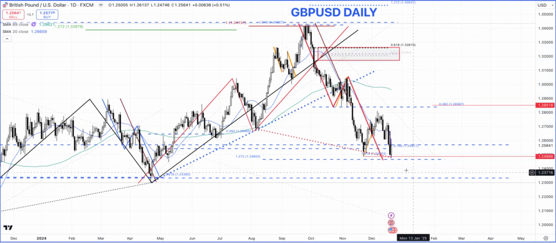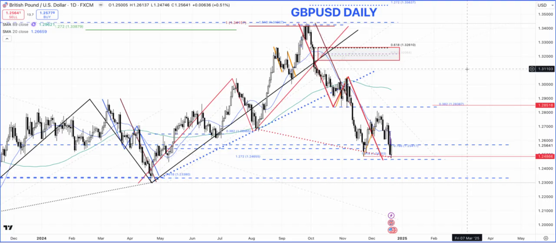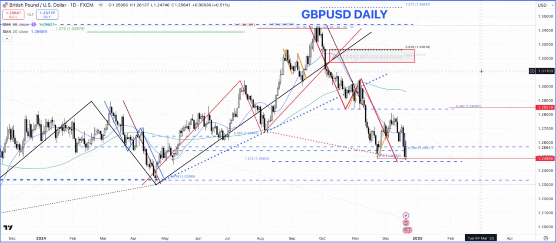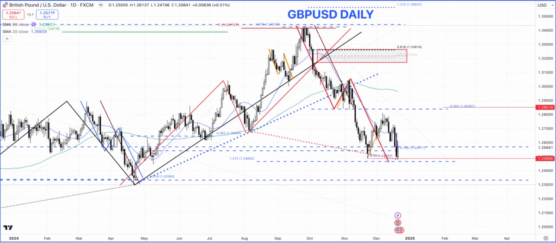Okay, so potential double bottom in British pound as well. So again, all depends upon the weakness which is likely coming in the US dollar market. Now let's actually write this.